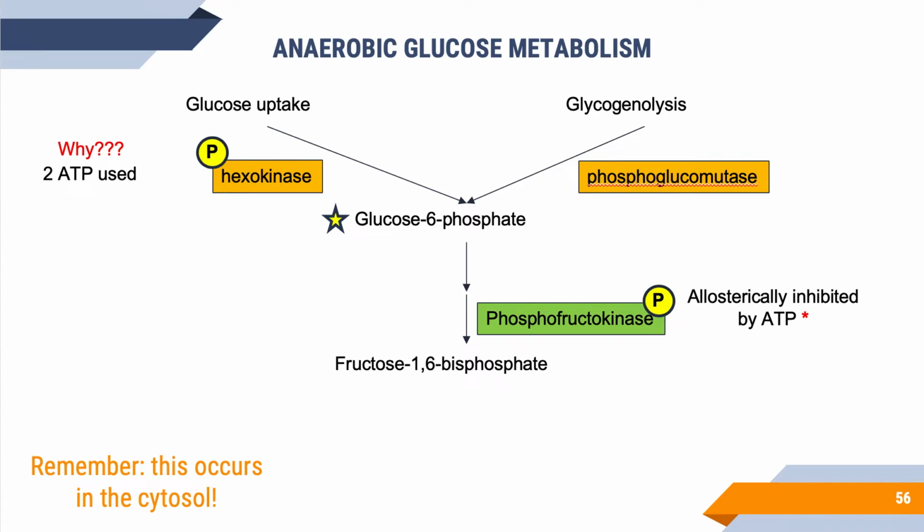So the conversion of fructose-6-phosphate into fructose-1,6-bisphosphate is facilitated by phosphofructokinase. Importantly, phosphofructokinase is allosterically inhibited by ATP, meaning that if we have too much ATP built up, it's a signal for our body that we don't need more glycolysis to occur, so we can inhibit at this point in the glycolysis pathway. And another thing to remember is that all of this is occurring within the cytosol.